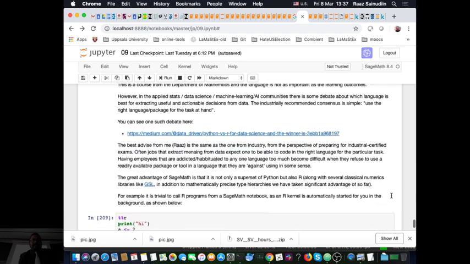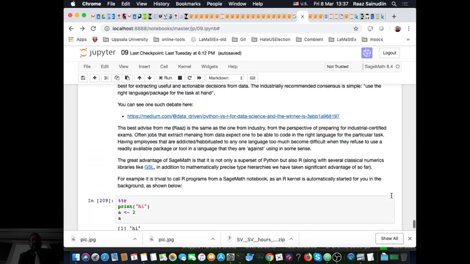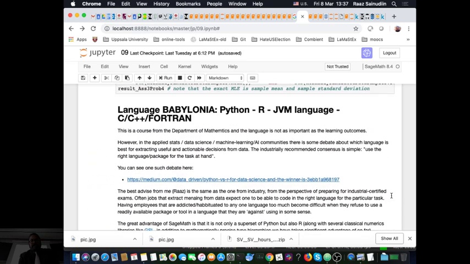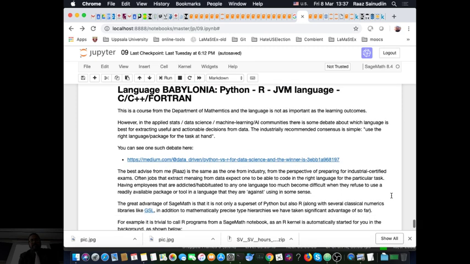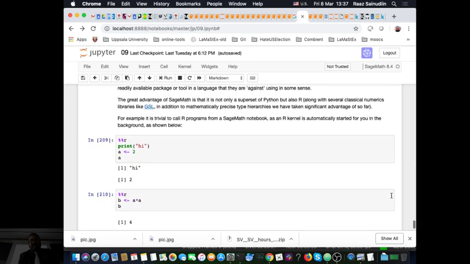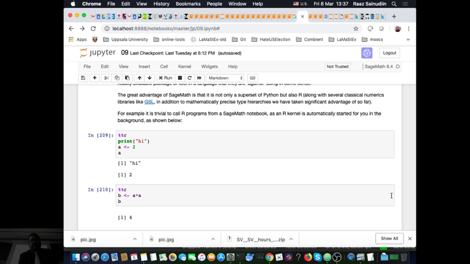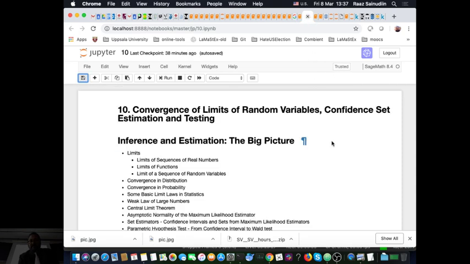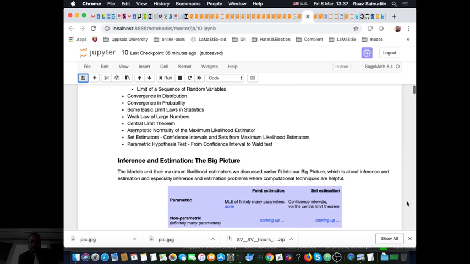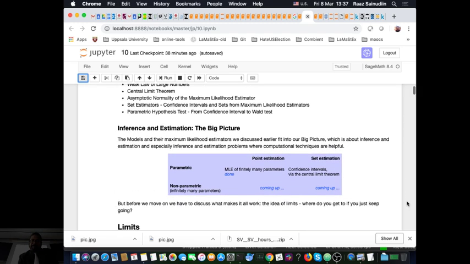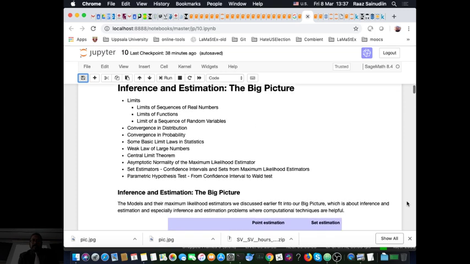I told you about R versus Python versus the JVM languages versus C, C++. SageMath lets you drop into many worlds, so you can do R if you want. Alright, let me continue.